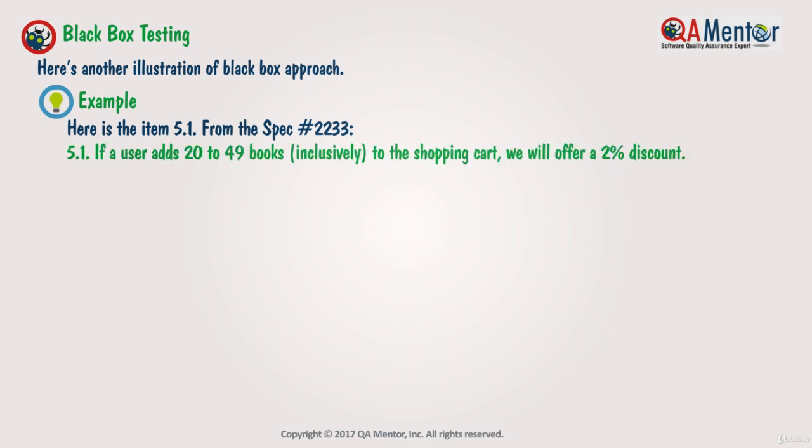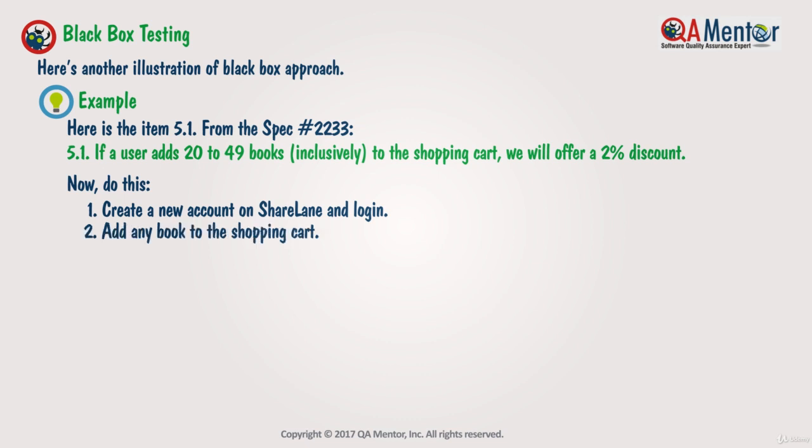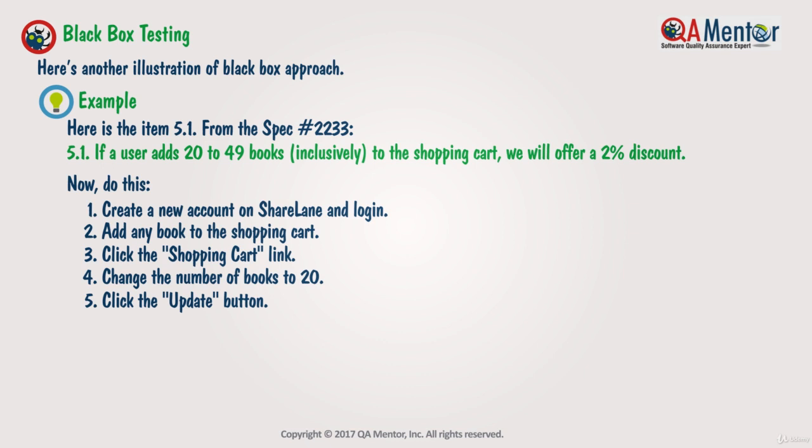5.1, if a user adds 20 to 49 books inclusively to the shopping cart, we will offer a 2% discount. Now do this. 1. Create a new account on ShareLane and log in. 2. Add any book to the shopping cart. 3. Click the shopping cart link. 4. Change the number of books to 20. 5. Click the update button. 6. Check the value under the discount column.